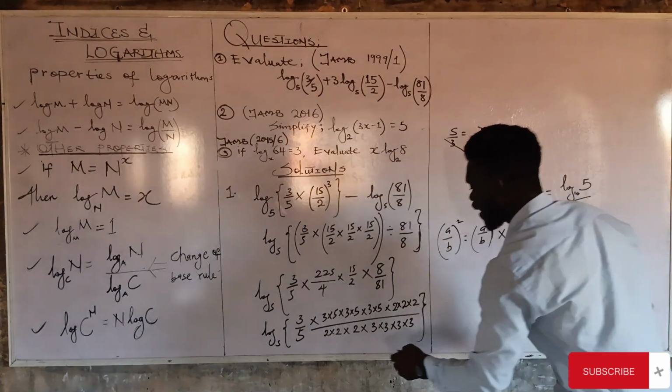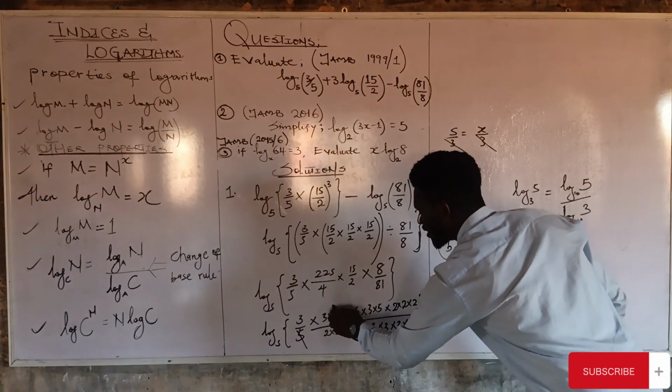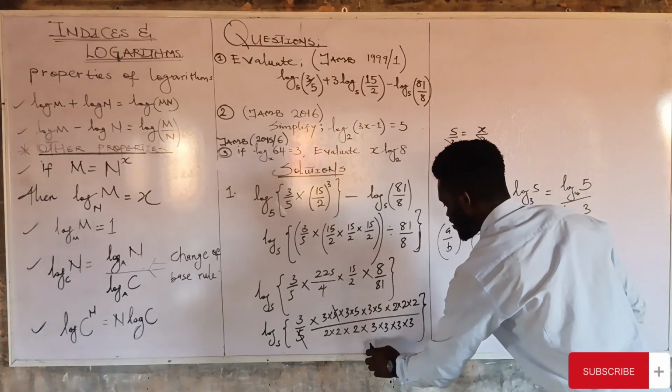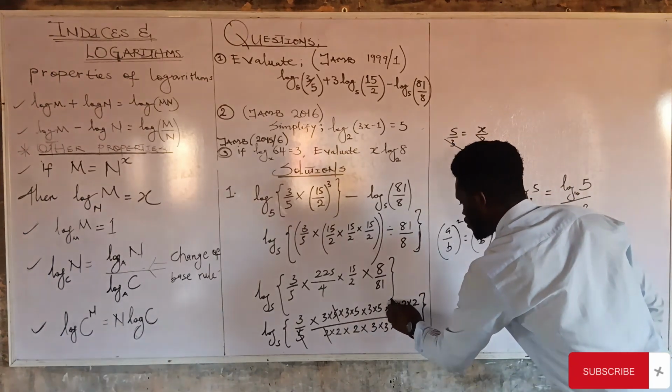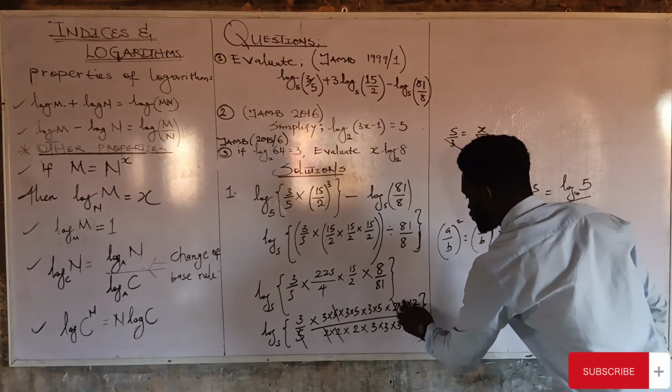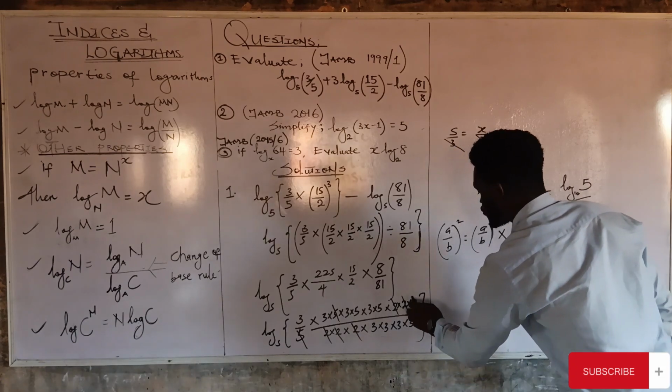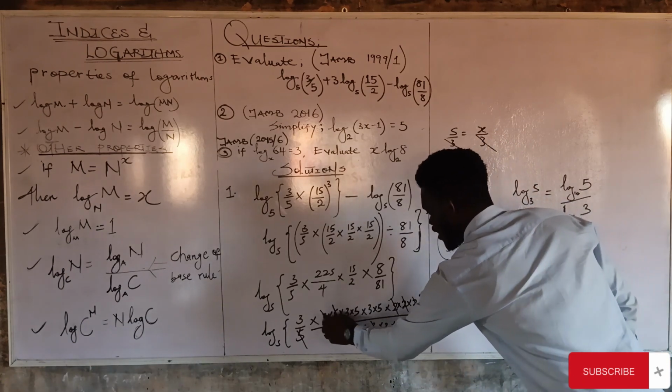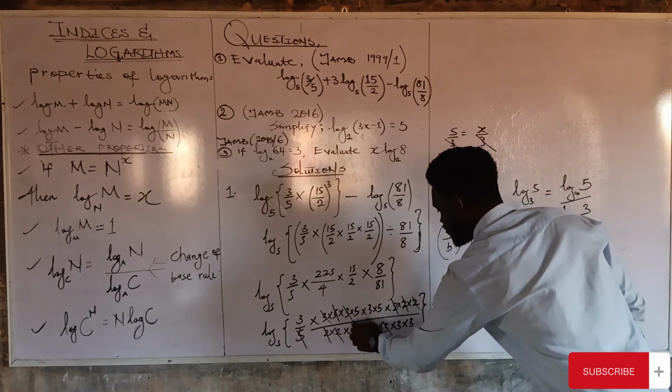Once you've done that, what happens? You cancel out the ones that are the same. Very simple as that. So 2 cancels out 2. 2 cancels out 2. 2 cancels out 2. 3 eliminates 3. 3 eliminates 3.